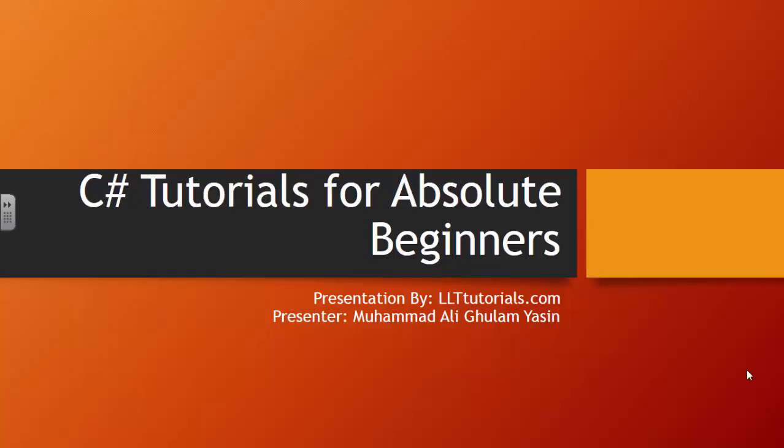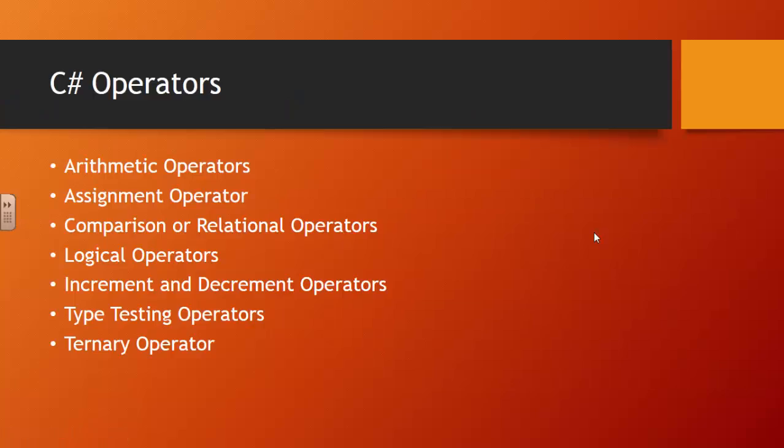Okay, so let's get started with today's tutorial. Today we are going to be learning about operators. In C Sharp we have many operators. They are assignment, arithmetic, comparison, logical, increment, type testing, ternary, and the miscellaneous operators. A lot of them are there, but we are only going to be doing a couple of them.